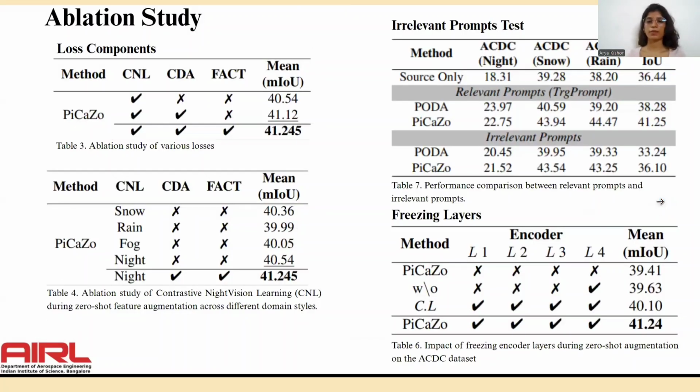We have also performed some ablation studies. We observed that using CDA, FACT, and CNL together gives us the best overall performance. We also applied CNL across different domains and observed that contrastive learning on night gives us the best average performance across all domains. Freezing each layer of the encoder showed us that it performs the best when all the layers are made trainable. And finally, PiCaZo outperforms PODA even when we use irrelevant text prompts.